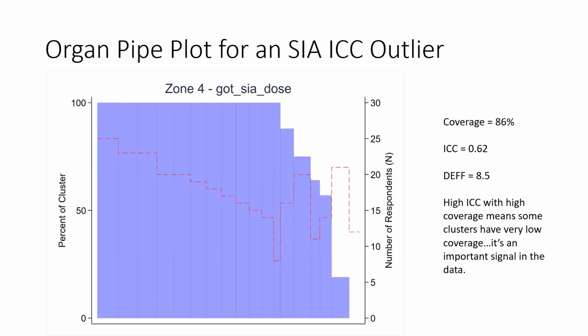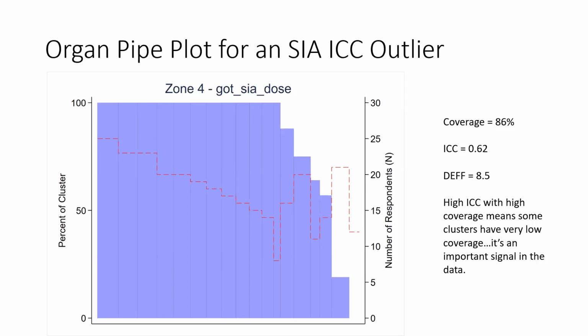So I think it's worth talking about in the papers where we write about this, and just mentioning that if you show me a stratum with a high coverage and a high ICC, then I know that the organ pipe plot is going to look like this. And for a campaign, that means some areas were probably missed. So there is some signal there, even in those outliers. So we have a few things to talk about there as well.